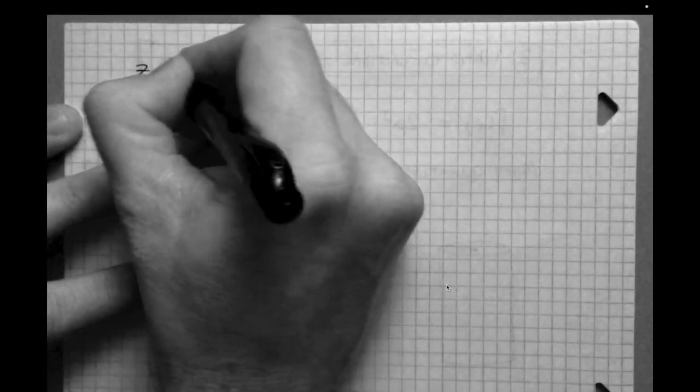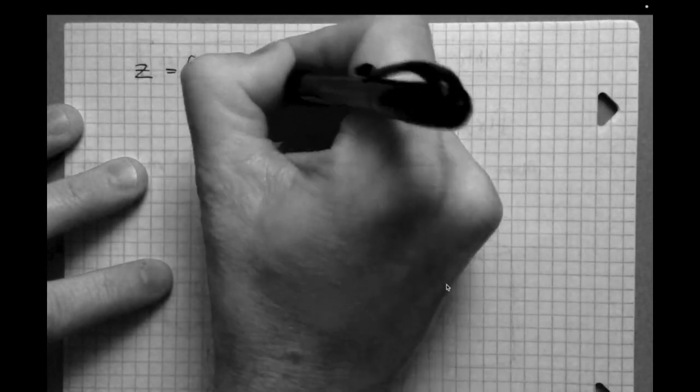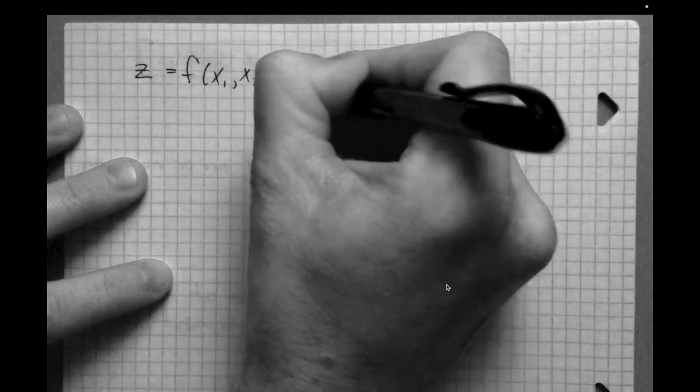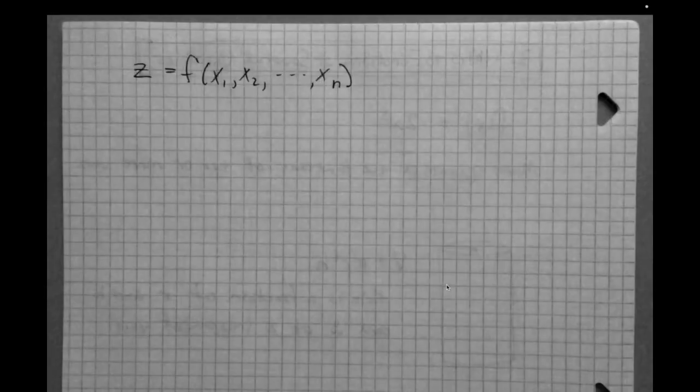Now the whole thing can be extended indefinitely. I mean, in Calc 3, we're going to be mostly concerned with 2- and 3-dimensional functions that have 2 or 3 independent variables. But technically speaking, you could have something that is a function of n variables. And so that would be denoted something like this. So an arbitrary number of variables is totally possible.